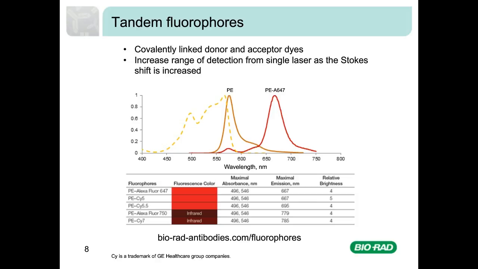When the donor dye is excited, it transfers its energy to the acceptor dye in a process called fluorescence resonance energy transfer. So, if we use PE and PE Alexa 647, as shown on this graph, although both are excited by a 561 nanometer laser, instead of emitting at 578 nanometers, as can be seen for PE on the graph, PE Alexa 647 emits at 667 nanometers.